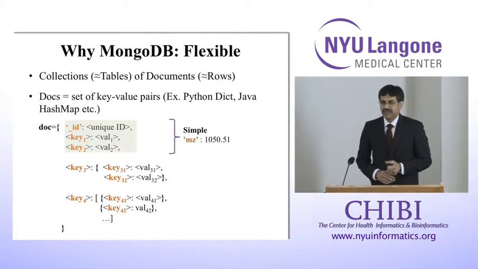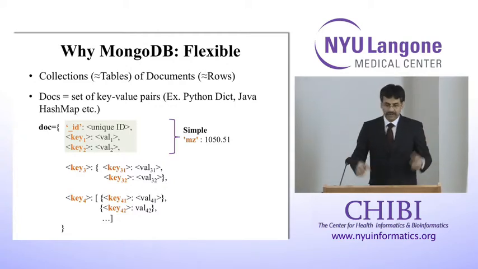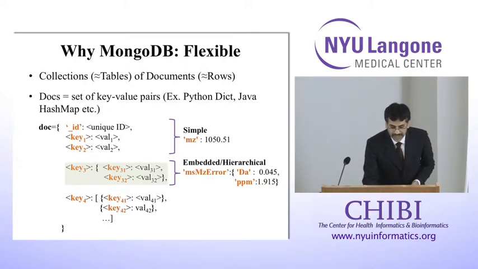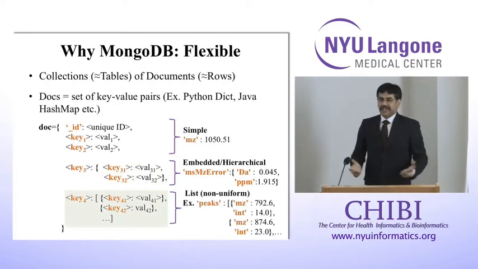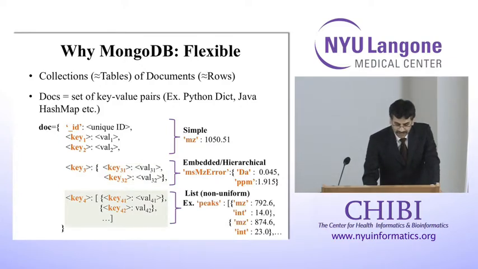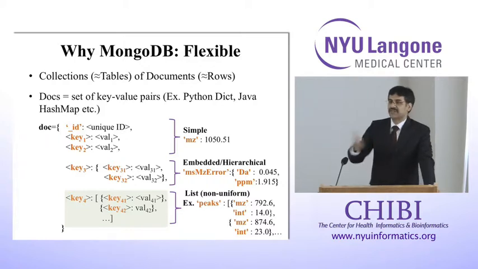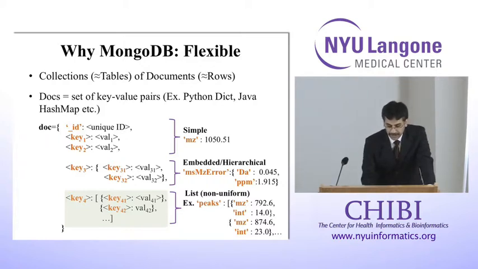These keys and values could be simple objects, just a key and a value, or they could be more complex objects. For example, here for key 3, the value is another subdocument which has a pair of keys and values. For example, this error has 2 different keys, in Dalton scale and parts per million scale, and 2 different values. Okay? Or it could be a list of things. For example, here key 4 has a value which is a list of key value pairs. For example, we had to store all the peaks for a spectrum. We can store peaks as a list of sub-peaks or documents.